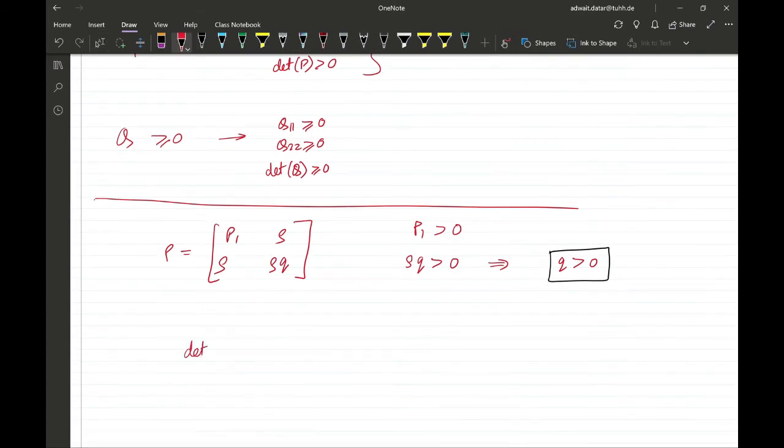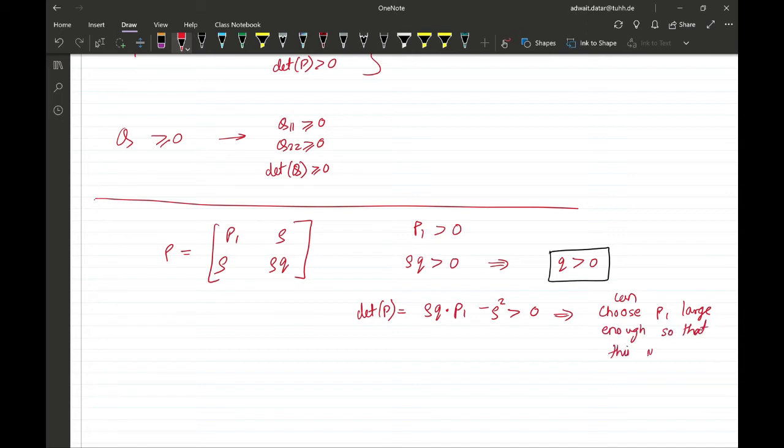Now, additionally, we need the determinant of P. Let me write it here. The determinant of P, which is rho Q times P1 minus rho squared, needs to be positive. We can clearly see that we can choose P1 large enough so that this is satisfied.